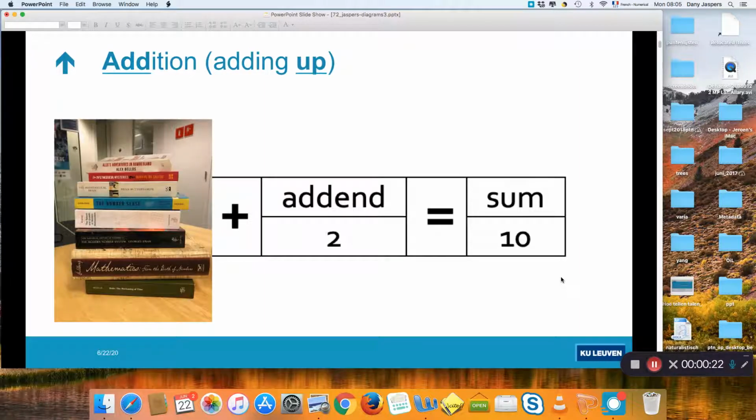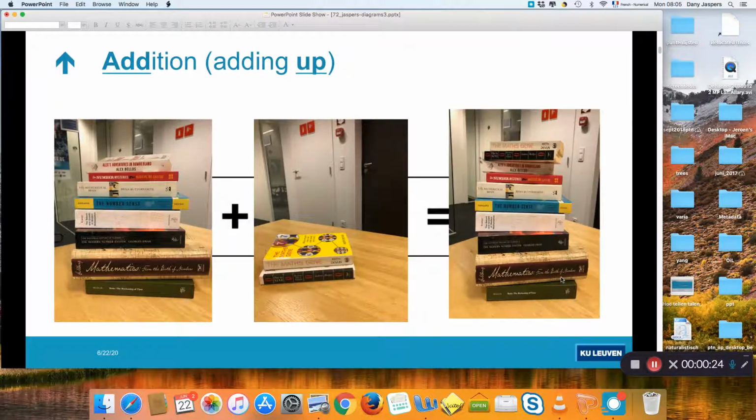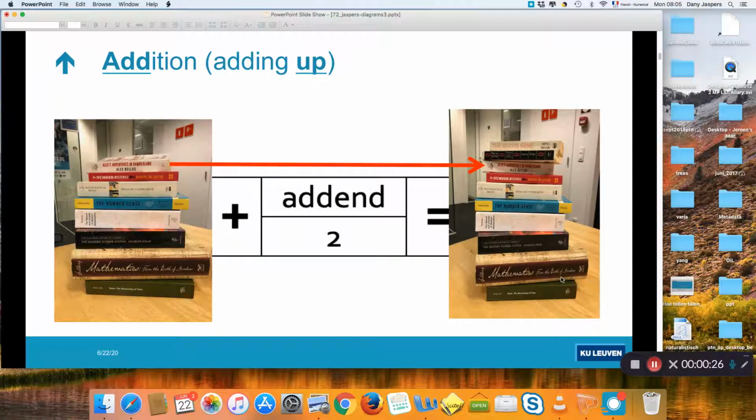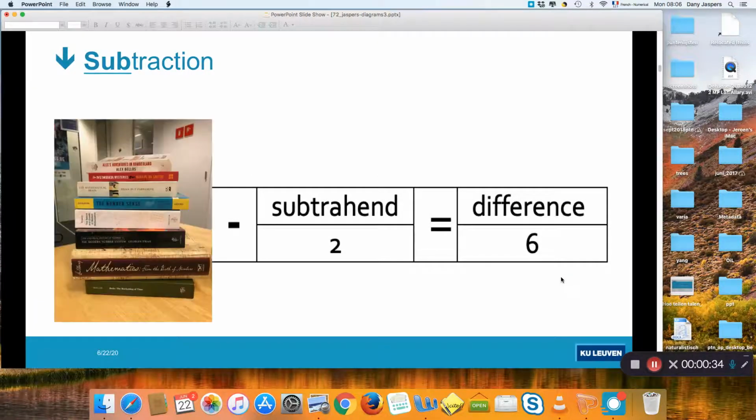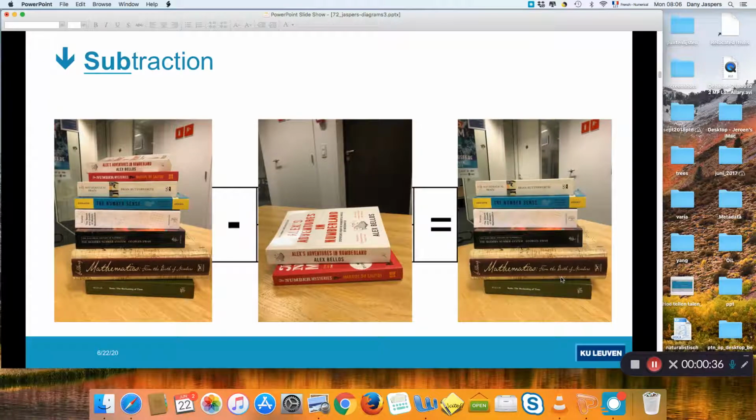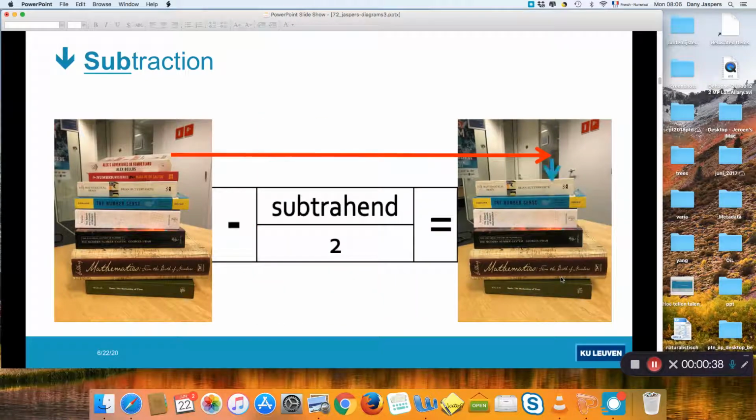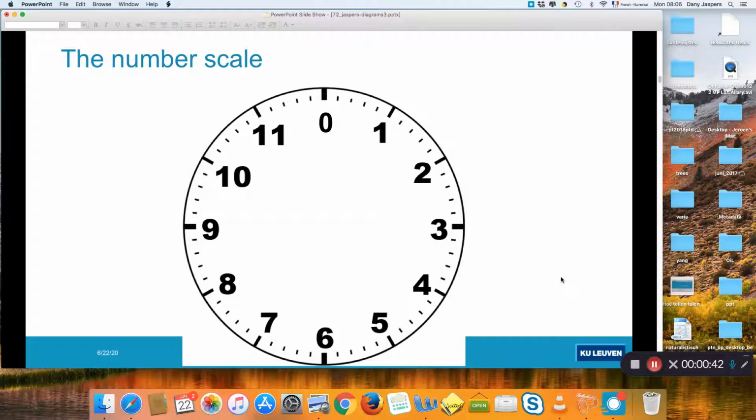When we add two books to a stack of books, the stack becomes bigger. So you are adding up. More is up, as Lakoff and Johnson had it. When you take a stack and you take away two books, then the stack becomes smaller. Less is down. But there's another conception of number, another metaphor that we often use, which is circular.